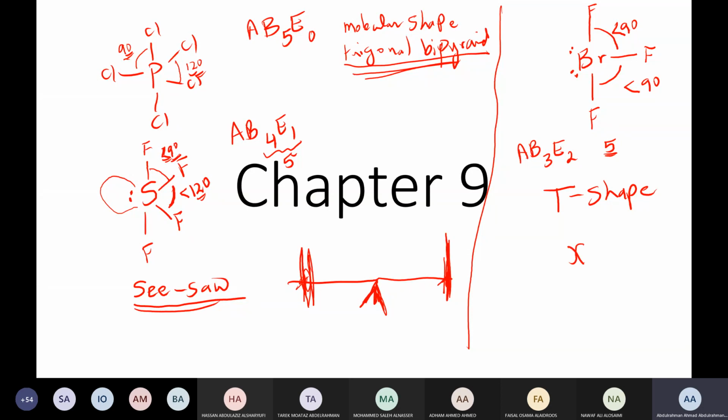Next. What's the electron domain shape? Letters: A, B, what? AB2E3. What's the shape of the electron domain? Trigonal bipyramid. What's the shape of the molecule? Straight, or linear.